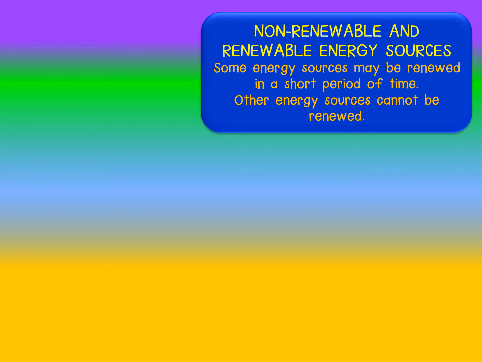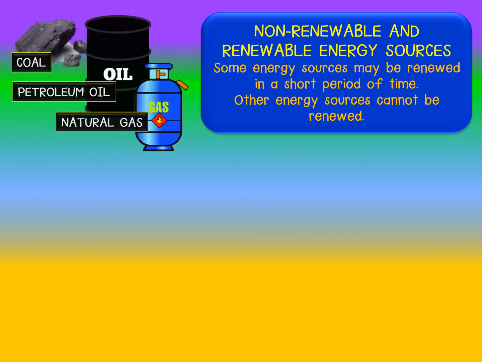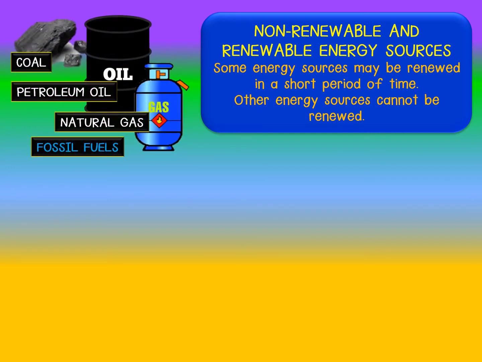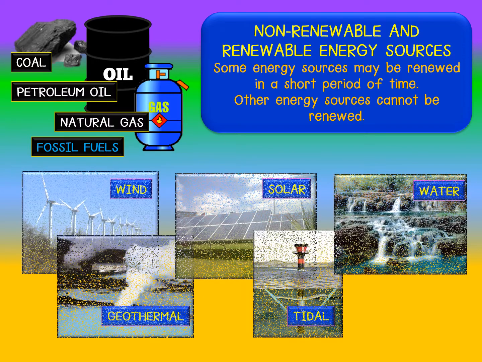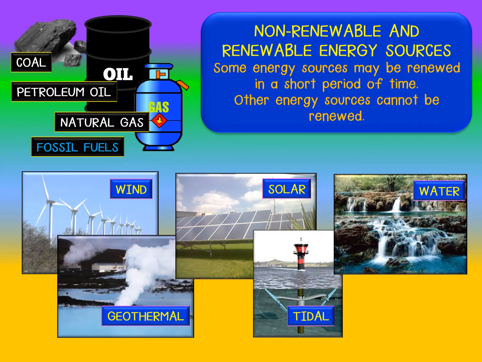Some energy sources cannot be renewed in a short period of time and are called non-renewable sources of energy. Examples of non-renewable sources of energy are coal, petroleum, oil and natural gas, which are the fossil fuels. Some energy sources may be renewed in a short period of time and are called renewable energy sources. Examples of renewable energy sources are wind, solar, water, geothermal and tidal energies.